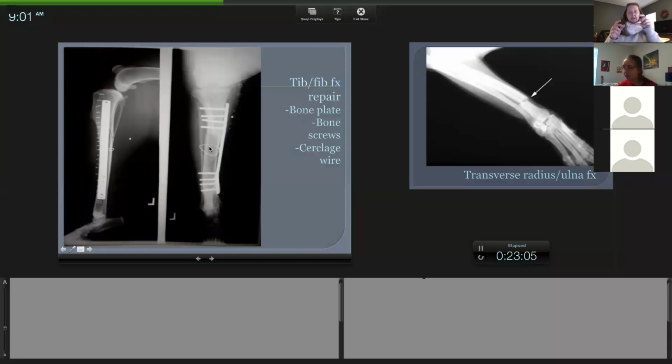Cerclage wire is just a metal wire, and sometimes the doctor will put it around, almost to tie two pieces together, and it helps pull the fragments. So that cerclage wire is helping those fragments stay together, usually while they're putting the plate on. And sometimes they leave the cerclage wire in there.